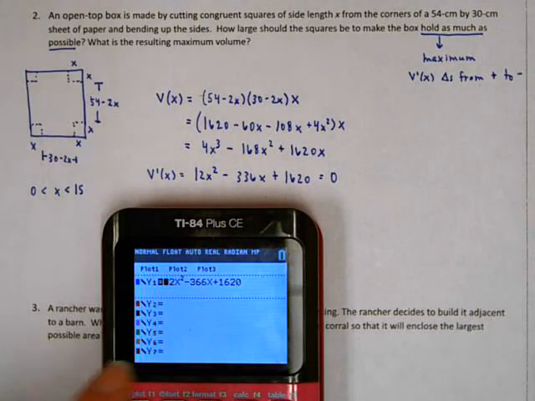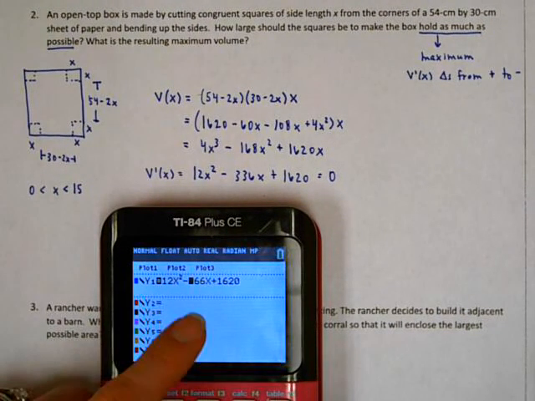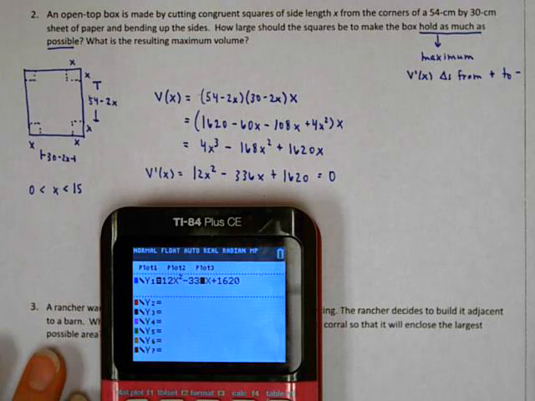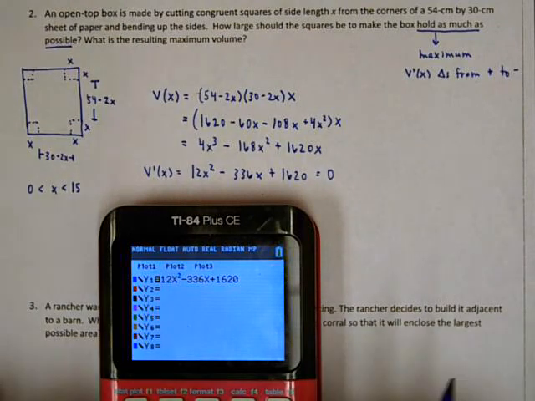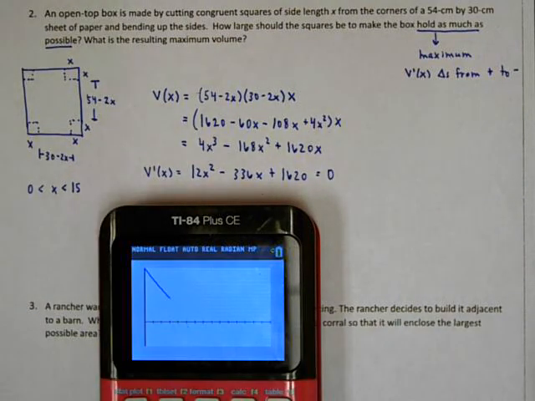Oops, okay, I found my mistake. The process is fine, I had the wrong equation. So it's 12x squared minus 336x plus 1,620. If you were paying better attention than me, hopefully you caught that. Again, process is the same.